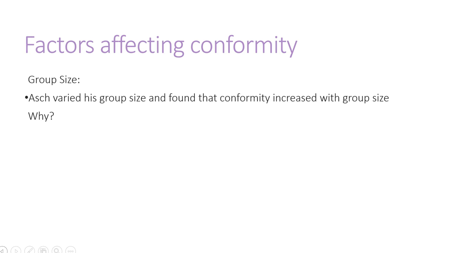Now I want to look at the factors that affect conformity. One factor that affects conformity is group size. Asch found that when he varied his group size in his experiment, conformity increased. However, beyond a group size of more than 4, conformity had the same effect. That is, that in a group of 15, the level of conformity was not significantly more than when in a group of 4. But why did this occur?